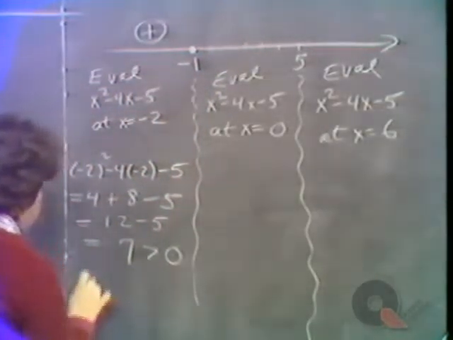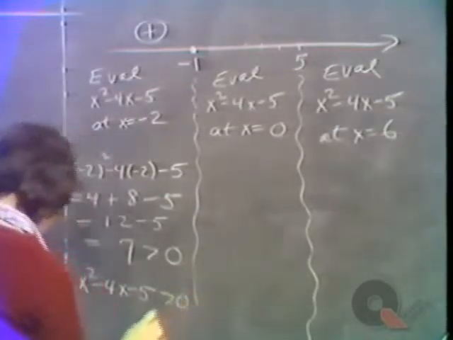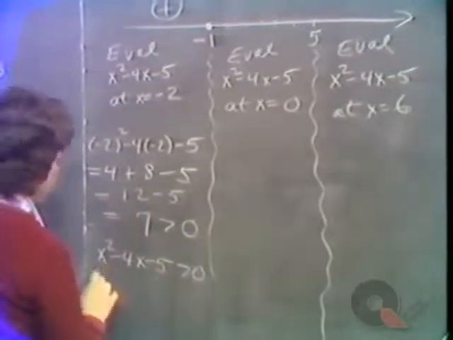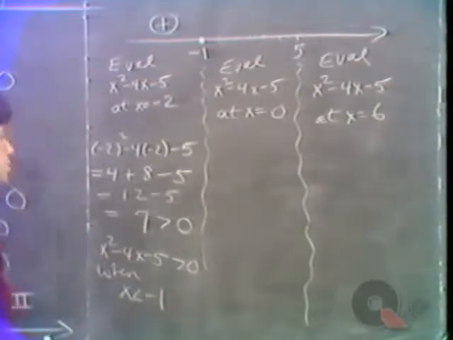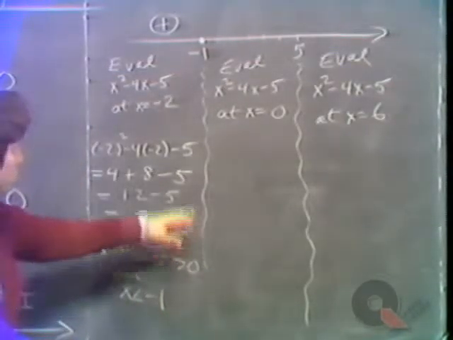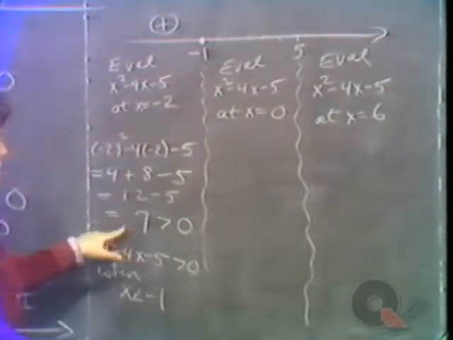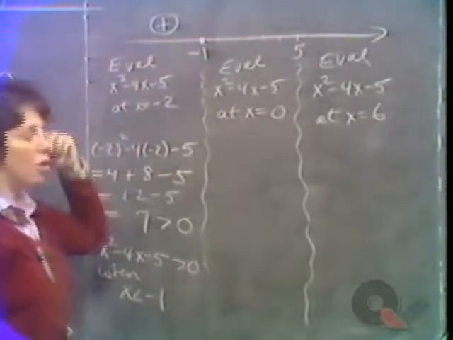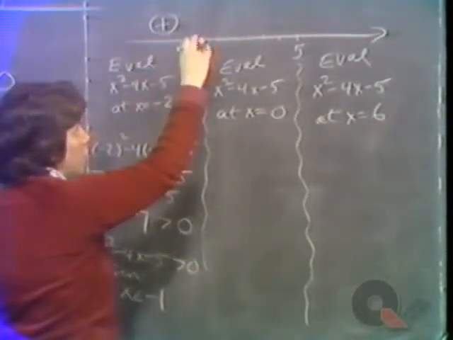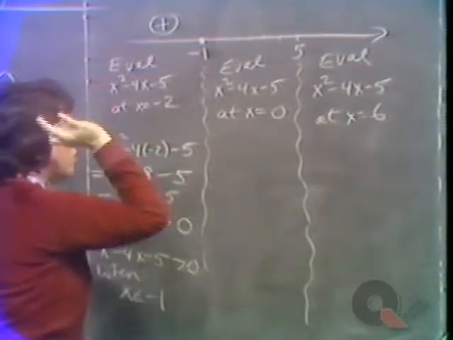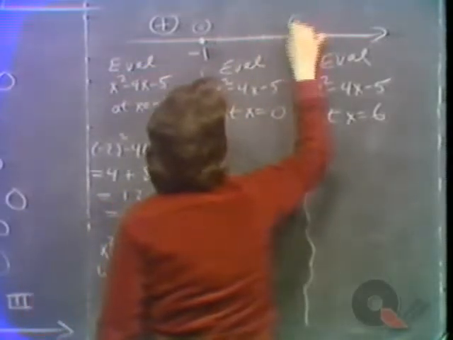So, x squared minus 4x minus 5 must be greater than 0 whenever x is less than minus 1. Since we pick the testing value in each portion, at minus 2, we see that it's positive. Therefore, it must be positive throughout this whole first portion. Okay, the idea being is that if it were to switch from positive to negative, it would have to pass through a value where it's 0.